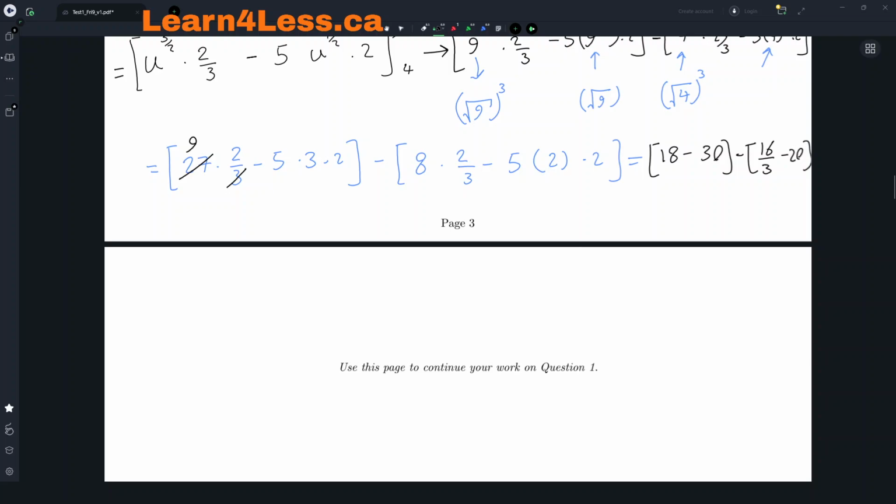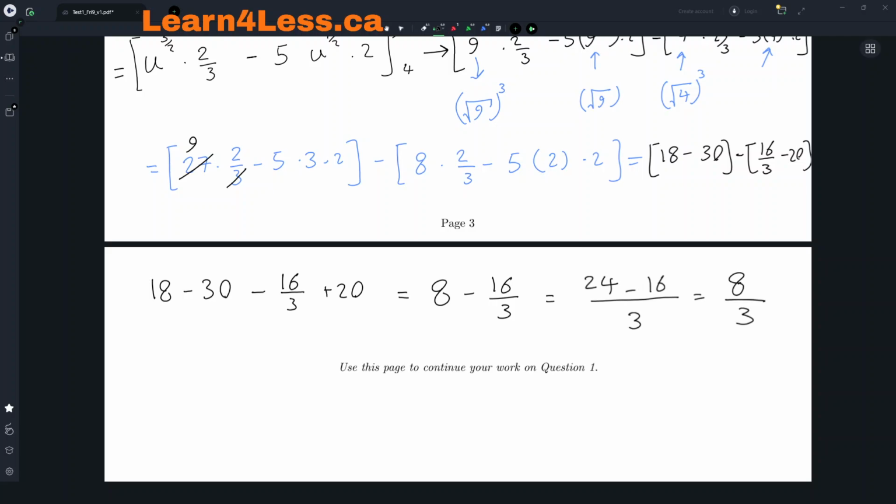So I can write it this way. 18 minus 30. I distribute this negative, so it's minus 16 over 3 and plus 20. Which overall gives us, okay, 18 plus 20 is 38, minus 30, it is 8. It's 8 minus 16 over 3. And with the common denominator 3, I can write that as 24 over 3, and this stays as 16. And we are subtracting. Subtracting 16 from 24 gives us 8, and the denominator 3. So this would be the final answer.